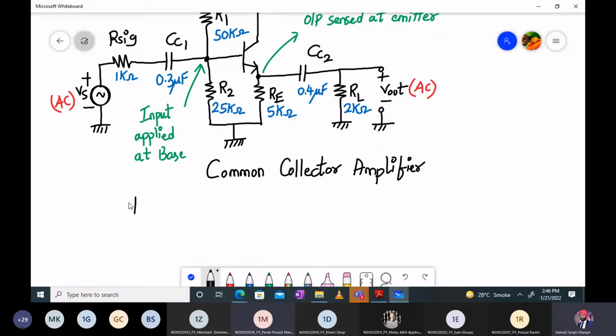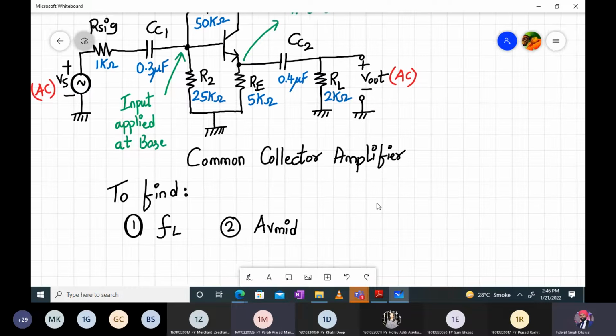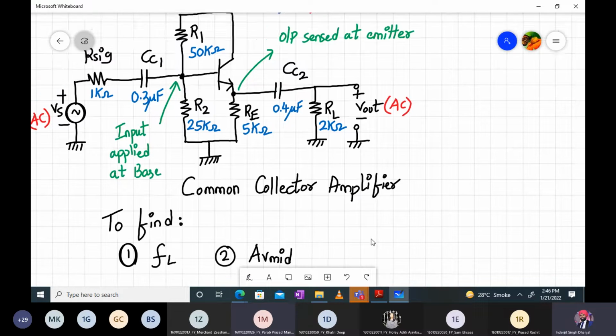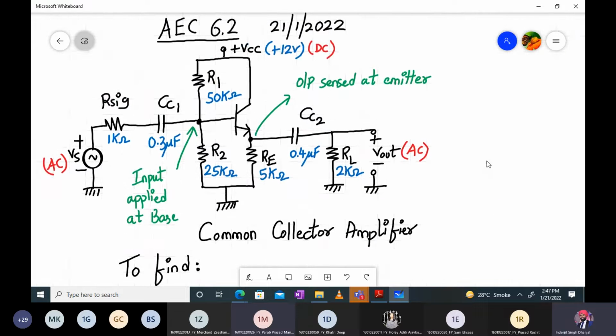Number one. I'm not writing the statements. Statements you will get from the module 1 questions. So they are asking us to find FL, the overall cutoff frequency, and second is AV mid. That's it. No need to plot the frequency response. They are asking us two things only, FL and AV mid. Okay, so everyone has understood why it is a common collector amplifier. If you have any doubt, you can ask.